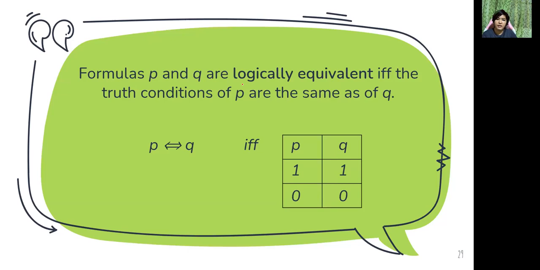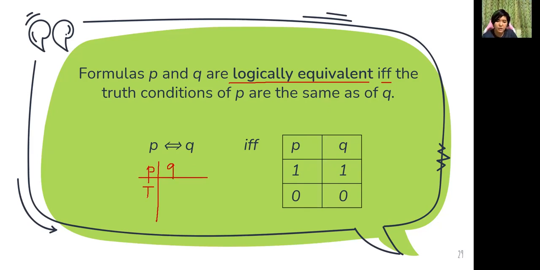Yeah. Now, let's take a look at this one. So, formulas P and Q are logically equivalent if and only if the truth conditions of P are the same as of Q. Okay? So, dito ang ginamit ko lang ay 1 and 0. But if, okay, let's say, for example, gawa kang truth table, tapos itong lumabas. Okay? Let's say you did some things, etc., etc.